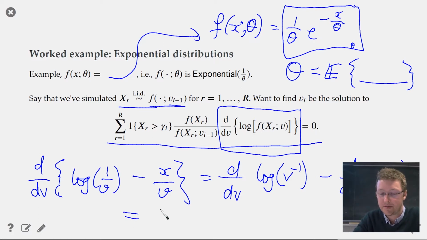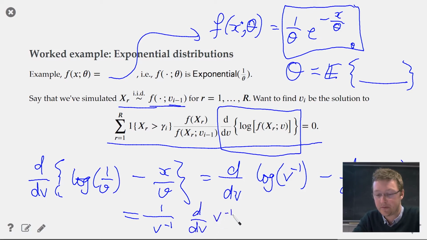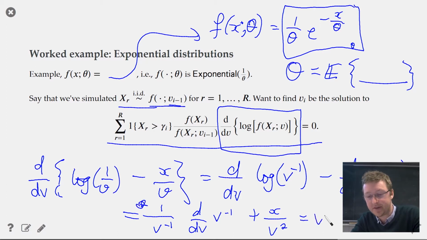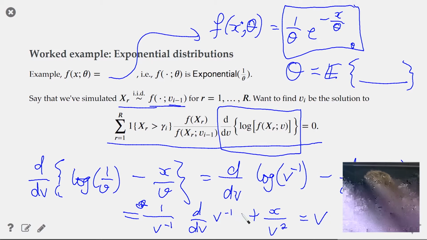So what do you get here? The derivative of the log, 1 on whatever's inside the log, multiplied by the derivative of what's inside the log. For the other term, you bring the minus down, it becomes a plus, and subtract 1 from the exponent. So this thing simplifies to just v times this derivative here.